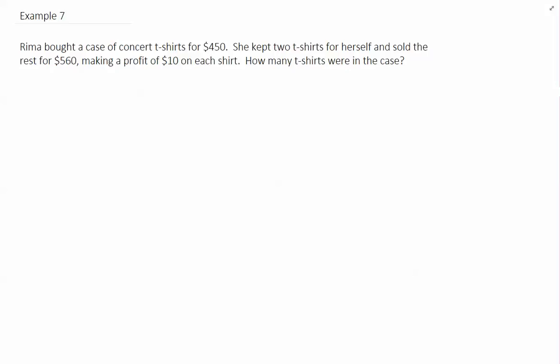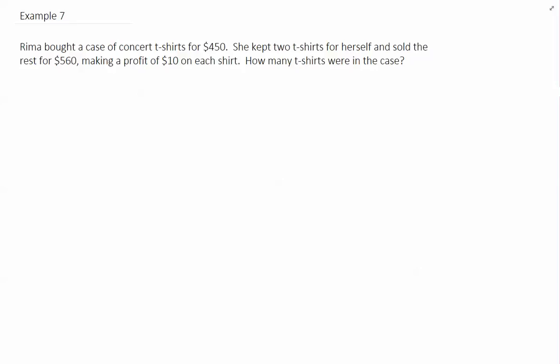In this example, Rima bought a case of concert t-shirts for $450, and she keeps 2 of the t-shirts for herself, and she sold the remaining t-shirts for $560, making a profit of $10 on each t-shirt. The question is, how many t-shirts were in the case? So we want to find out how many t-shirts she would have in the case.